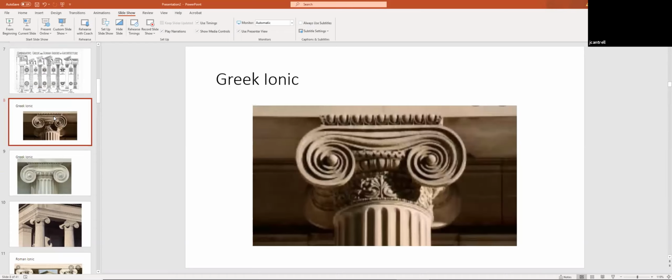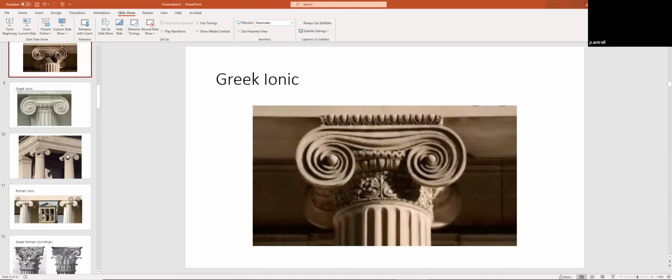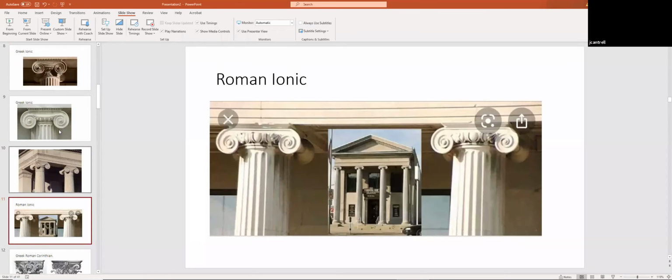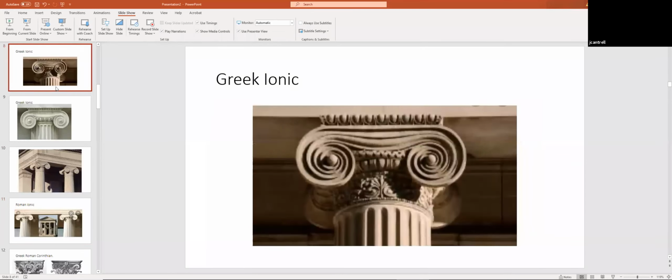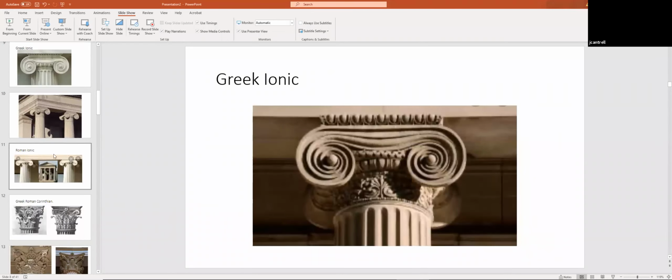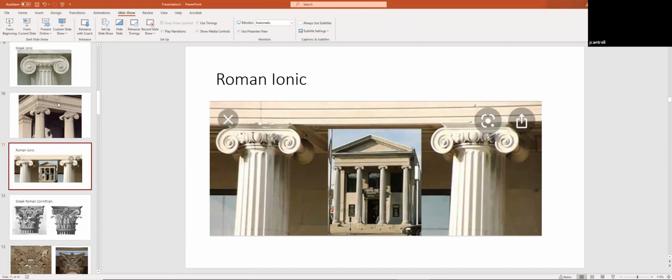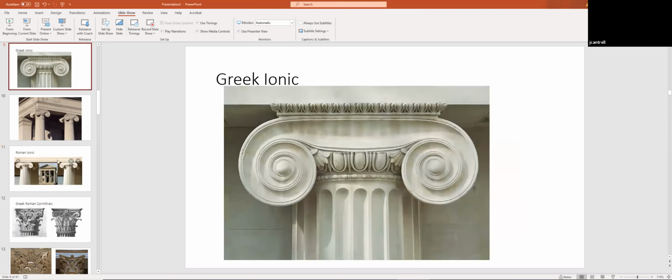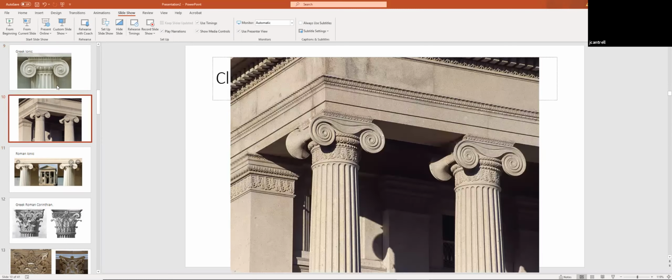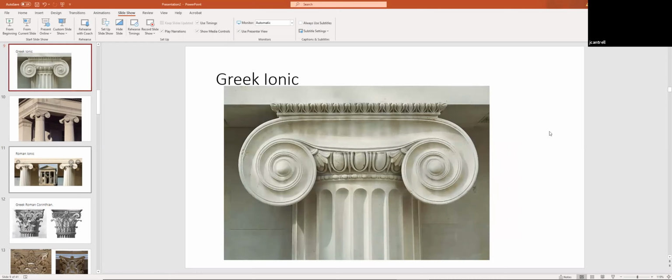Especially the subtle difference between Greek Ionic and Roman. You can definitely see the difference between the orders. It's interesting that the main difference is they made the volute smaller, and of course the egg and dart more pronounced, and of course the fact that these are flat.